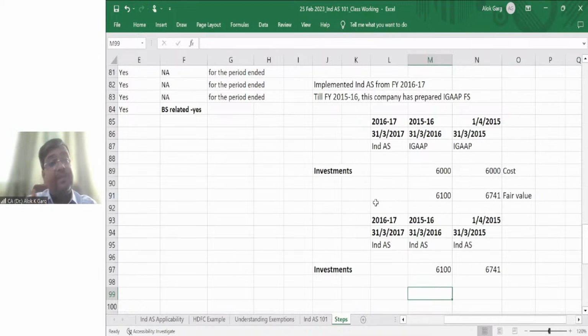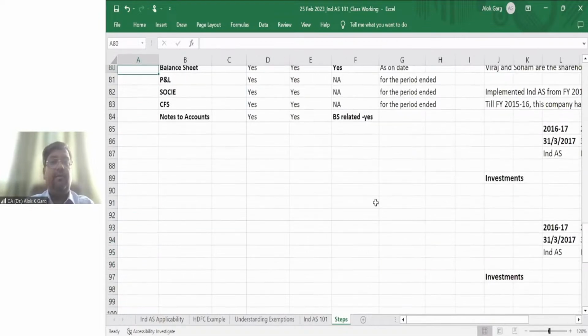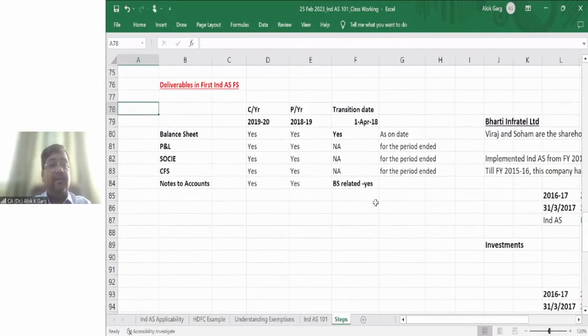If this would have been given, probably their comfort would be much higher. And forget about a non-commerce person. Even for a commerce person, how will he be able to understand that yes, this gap is there between IGAAP and Ind AS, and this is the reason for the gap? So don't you think for the past period some reconciliation needs to be given? Yes. In the first Ind AS financial statement, some reconciliation needs to be given.